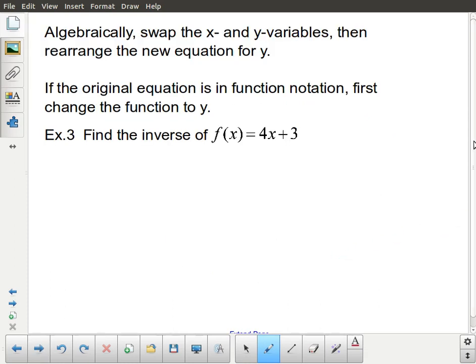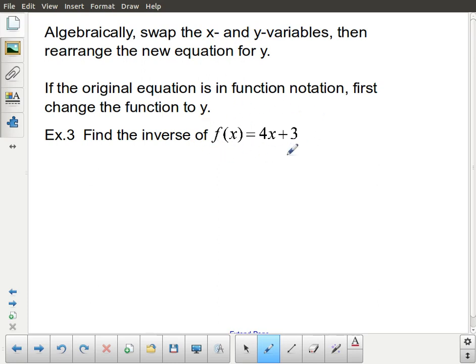Okay, now I showed you how to do this with a list of points. I showed you how to do this with a graph. What about doing this algebraically? So what we want to do is we are going to swap the x and y. And this is a bit of a trap for people who are new to inverses. I don't want to go into too much detail over it. I just want to make you aware of this now.